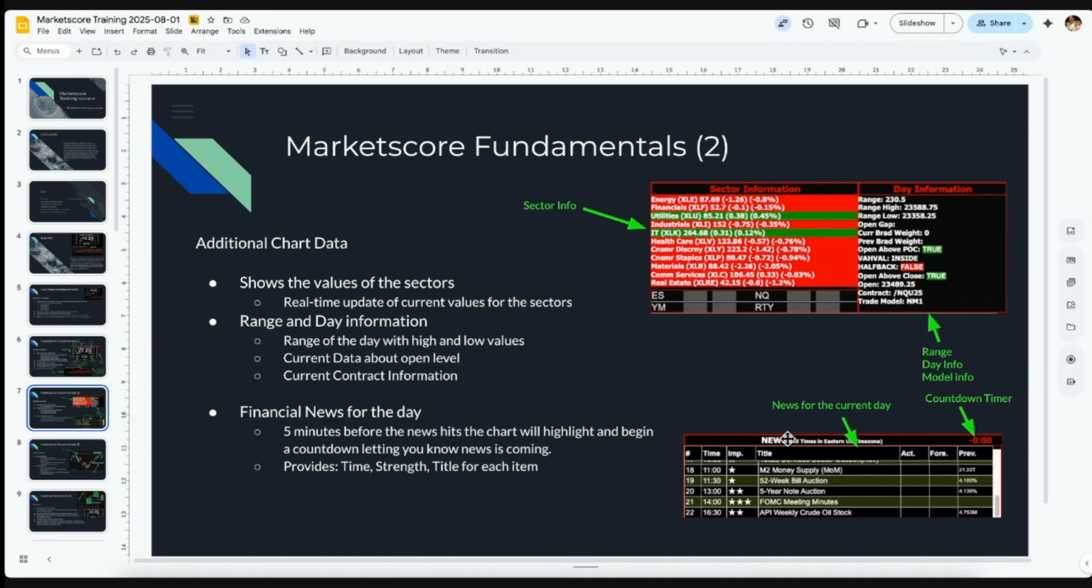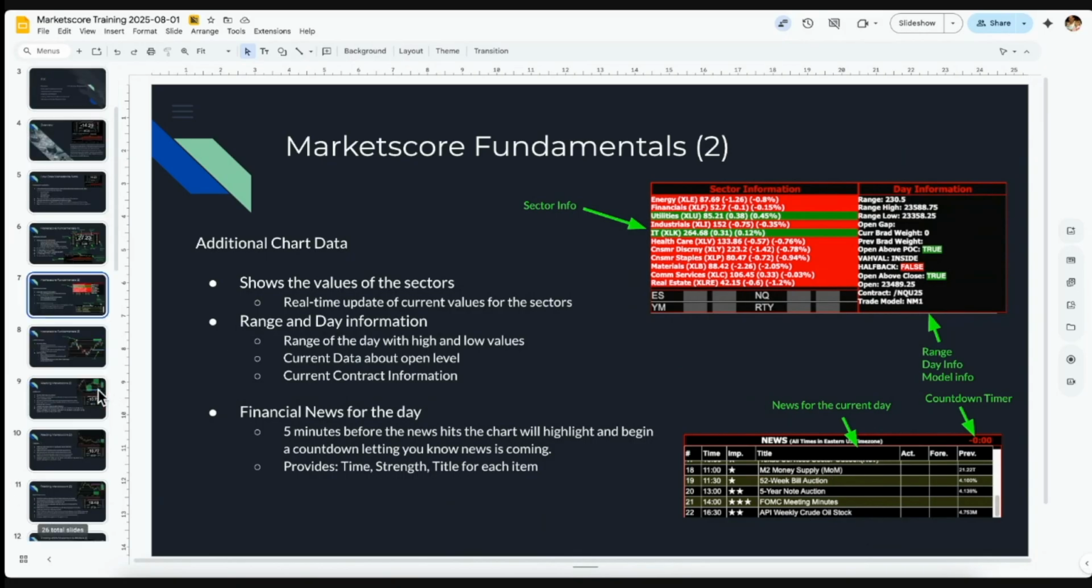It also contains the news. When a news item pops up or is coming up, it will start a countdown telling you how long until that news item hits. It will turn blue, and if there are more items in the list, it will scroll through the entire list so that you can see all of the items that are coming, in order for you to be able to make better decisions.